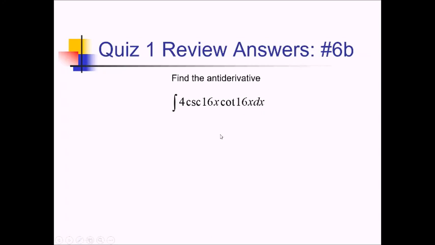On this problem, I'm trying to find the antiderivative of 4 cosecant 16x cotan x dx. So for this one, since I have this inner linear function of 16x, I'm going to have to divide by the derivative of that, whatever my antiderivative ends up being. I'm going to be basically multiplying by a 1 over 16, so just know that going into this one.